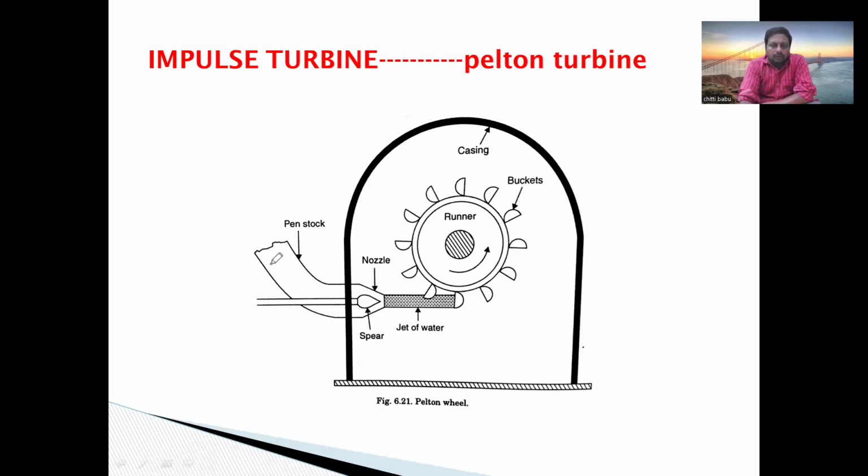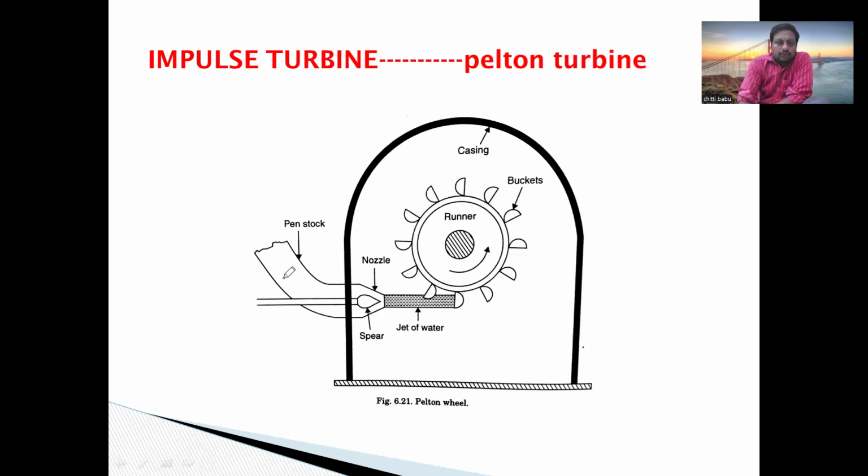So here we have four components: the nozzle and spear arrangement, the casing, a runner with the vanes or buckets, and one more component, the braking jet. So these are the four main components.